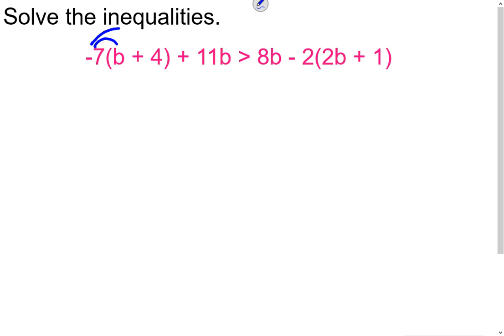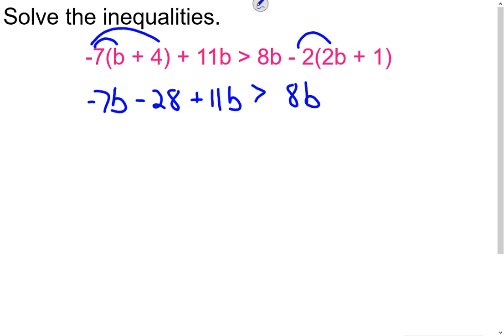Parentheses, so I'm going to distribute. Negative 7b will be a plus sign then. It's going to be minus 28. And then plus the 11b here. And then still have our inequality symbol, 8b. Now I have to distribute. Be careful, that's a negative 2 that I'm distributing. So I'm going to have minus 4b and minus 2.